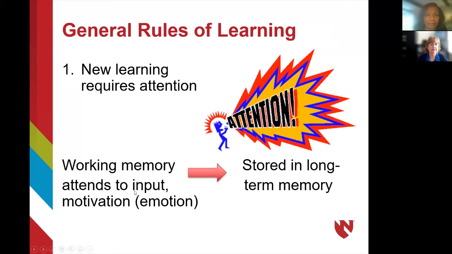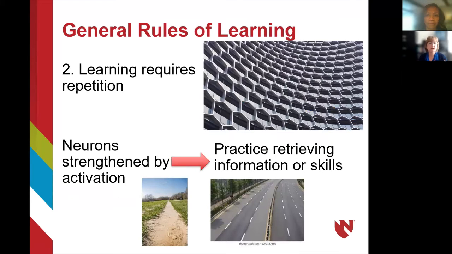So working memory attends to input. We need to be motivated to pay attention to it. Emotion makes that remembering a little bit easier. And then if at night while we're sleeping, it's deemed that that information is important based on what we've done with it during the day, then it's stored in long-term memory. So new learning requires attention. Learning also requires repetition. Neurons are strengthened by activation, and practice retrieving information or skills is what causes those neurons to be fired.